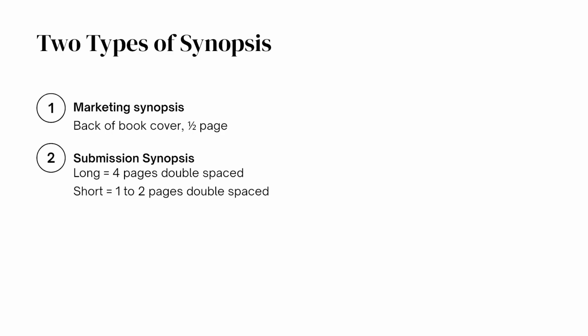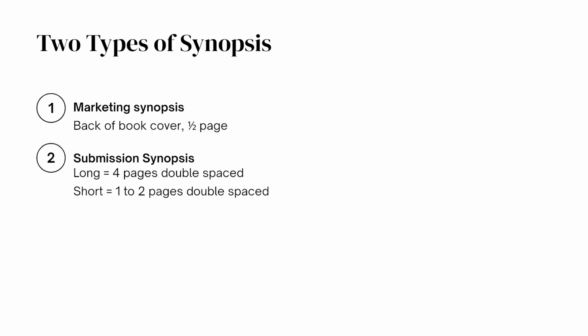Now, let's get into the long and short of the synopsis. When it comes to synopses, there are a few important distinctions that we need to make. There are marketing synopses, like what you'd find on the back of a book cover, and submission synopses, which are longer, more detailed synopses exclusively written for agents, editors, and publishers. It will be rare that an agent asks you for a marketing synopsis, but I still highly suggest you write one, which is about half a page single-spaced.